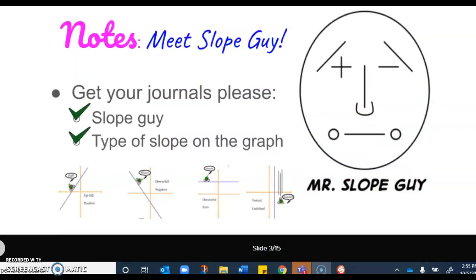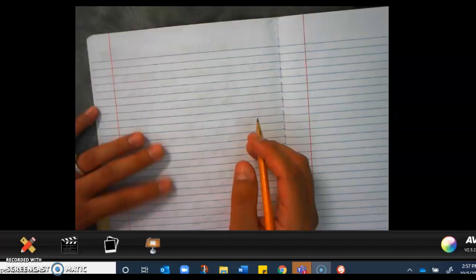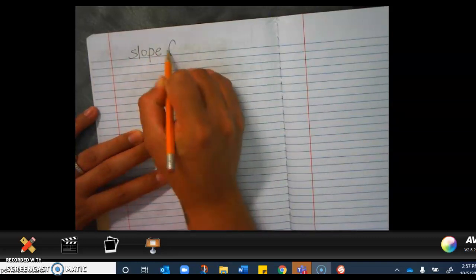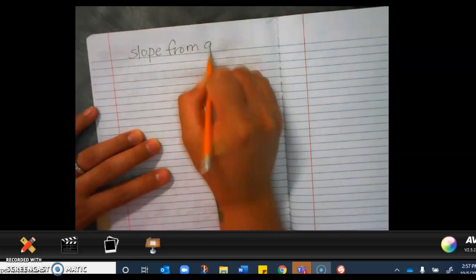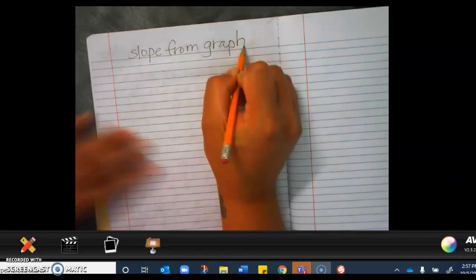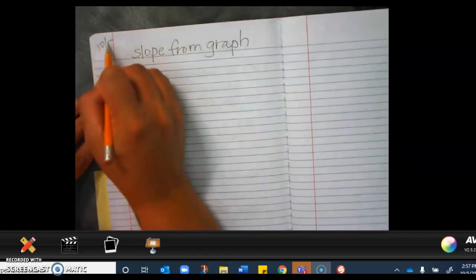The next thing we did was get our journals, and we added some notes in there about slope guy and what each of the types of slope look like on a graph. So we're going to talk about positive, negative, zero, and undefined. If you would pause and get your journal, that would be great, and then we can move on. So today's title is Slope from Graph. Put today's date, 10/5.